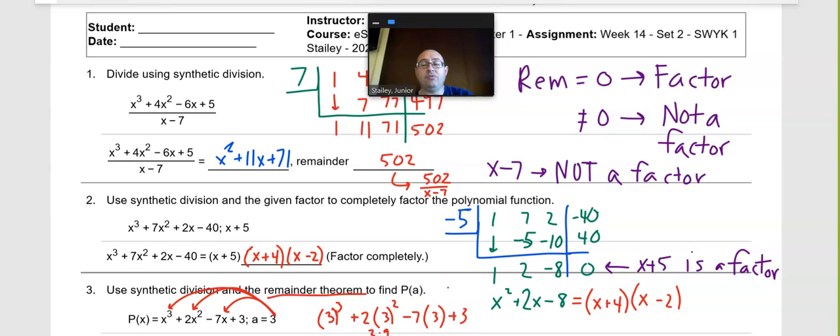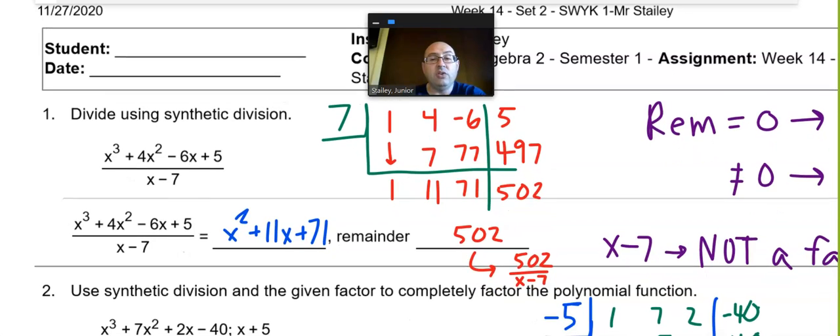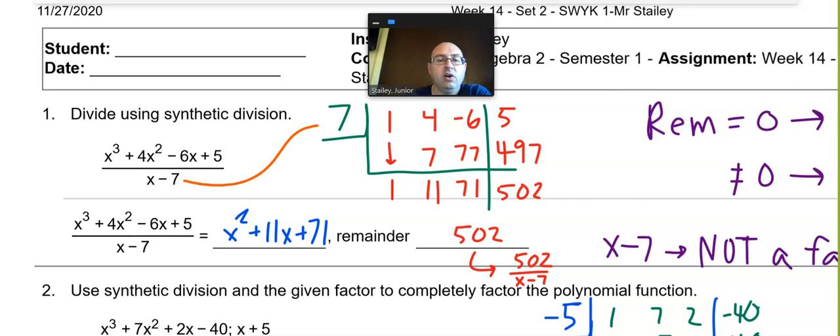All right, we got week 14, set 2, SWYK number 1, getting into more of the synthetic division. I got a lot of these practice problems, and you can sort through the details and look at what's going on in each one of these. I know this is a little bit redundant, but some of these problems look like they're set up differently, so that's why I wanted to show them to you and have you work on them.